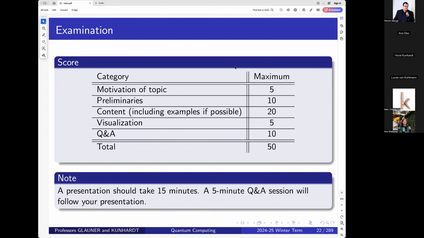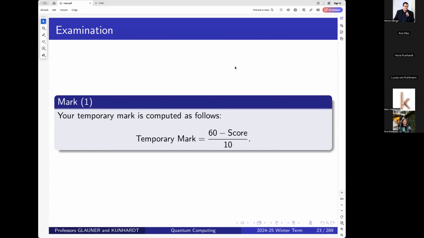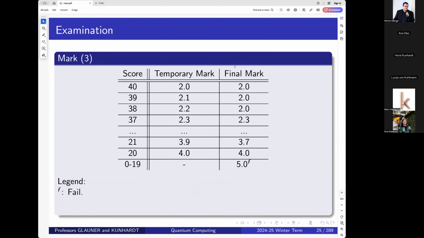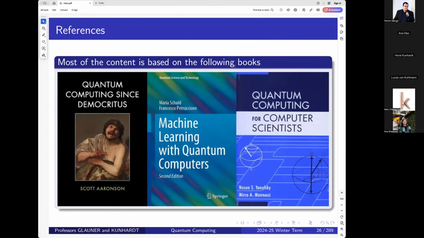But I'm not talking about the details of marking now, because this is only something that matters when we discuss actually which topics you will be presenting, and the marking will come last. And I said there's lots of text also in some slides for you to have a good revision.